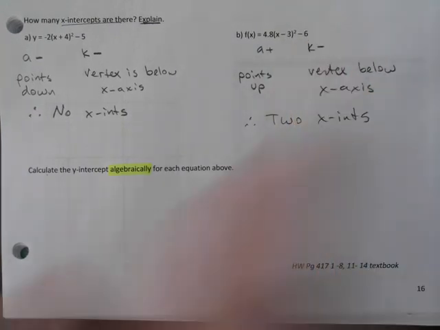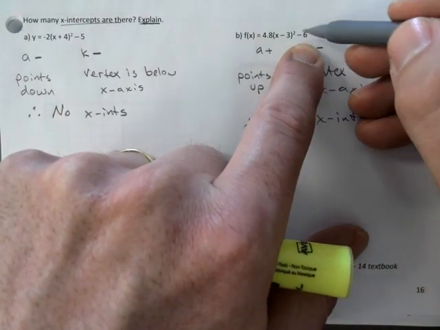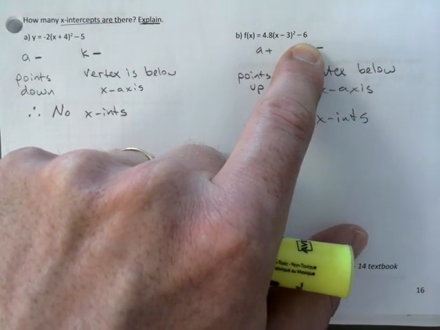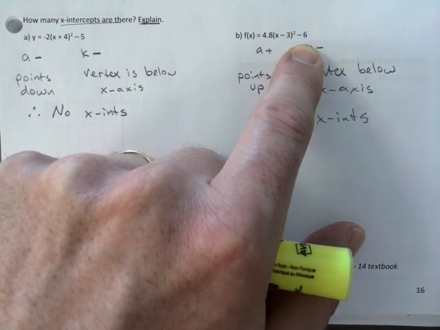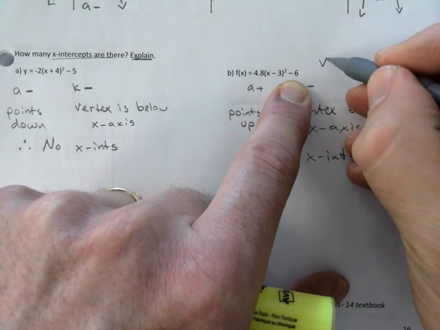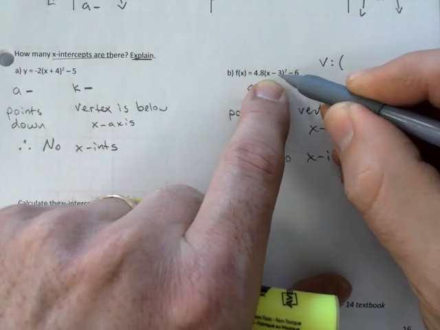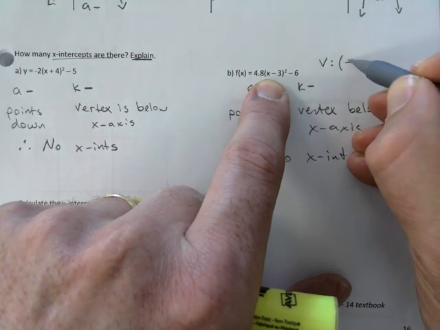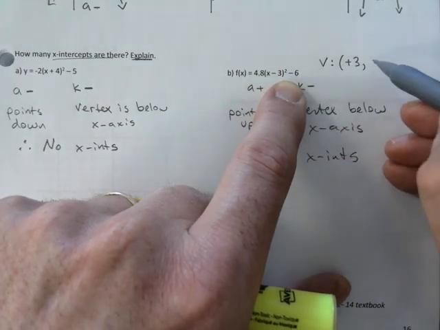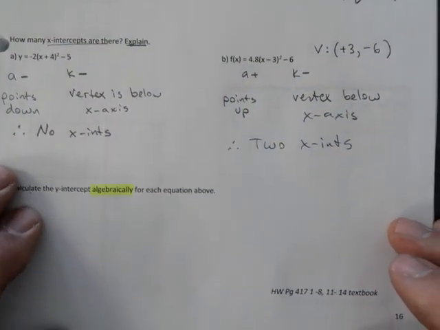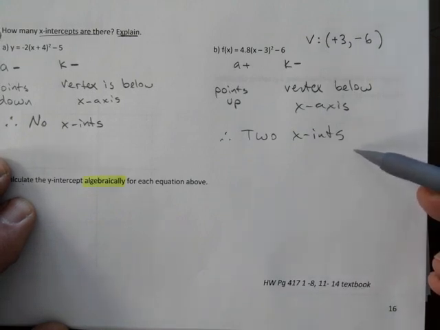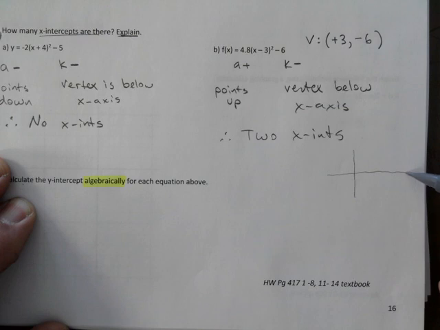K is negative. So if this is missing, then K is 0, and then the y value of the vertex is right on the x-axis. Does that make sense? Appreciate that question. So the vertex of this, let's write down the vertex. The coordinates of the vertex would be positive 3, negative 6. So my vertex, 3, negative 6, is somewhere here.